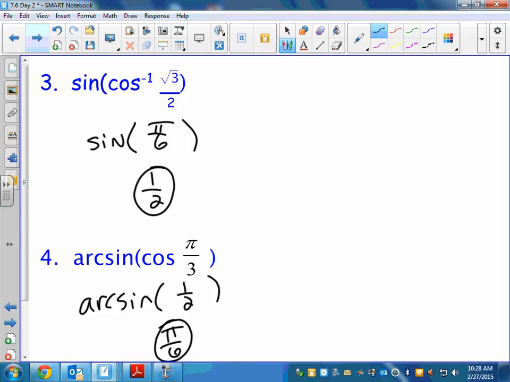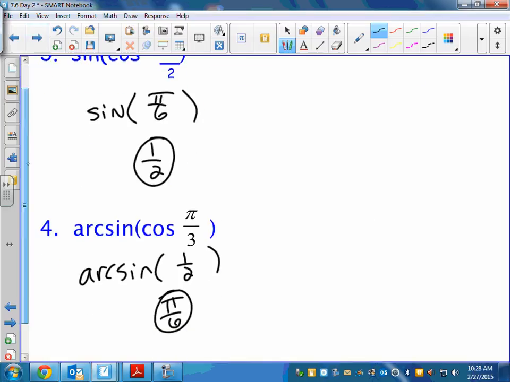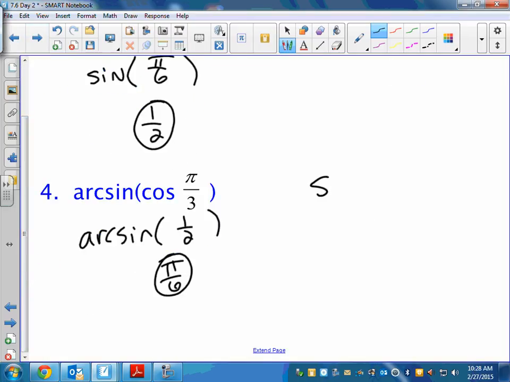Maybe I don't have one like that. What if I had sine of arc cosine of 2.7? What angle has a cosine of 2.7? Can cosine ever be 2.7? It's the biggest cosine can be. So that's an example that's undefined.